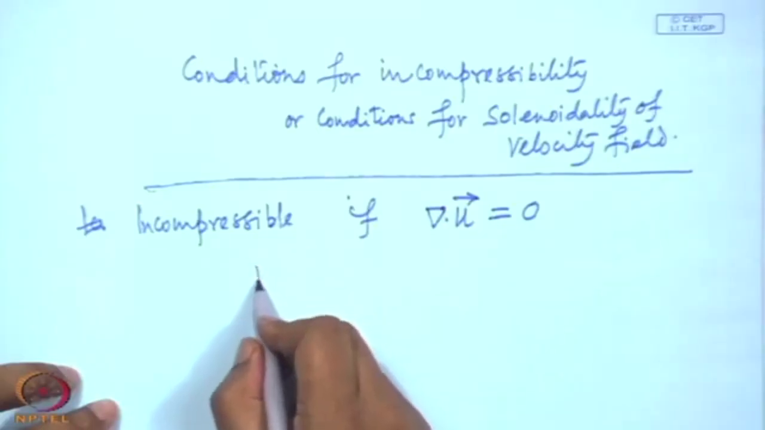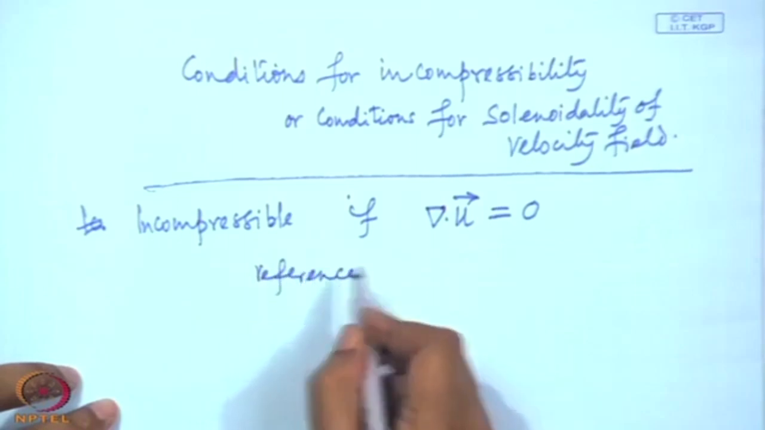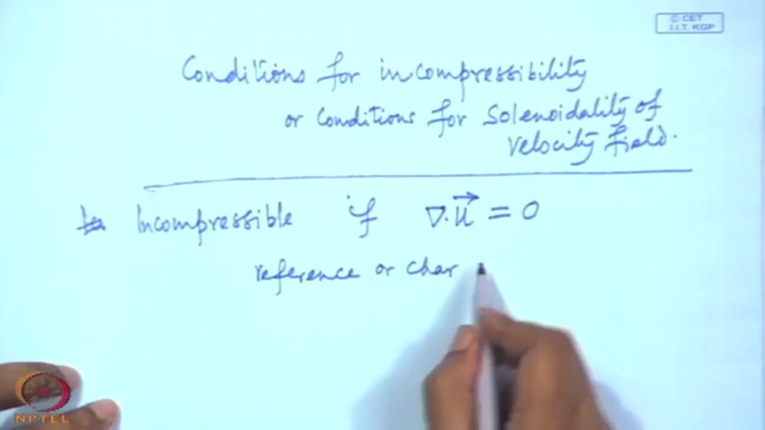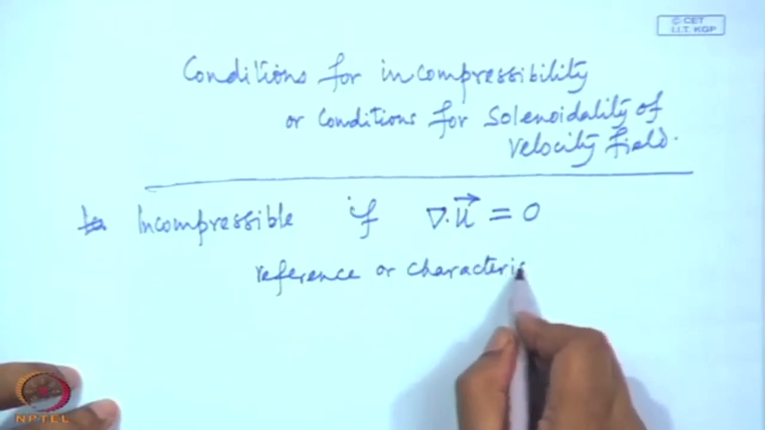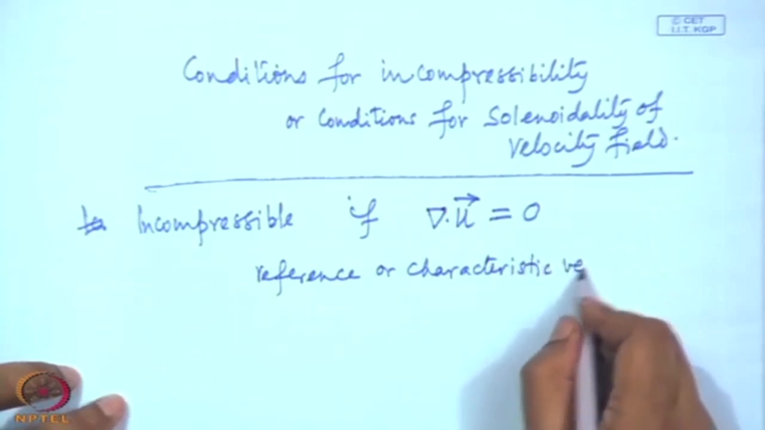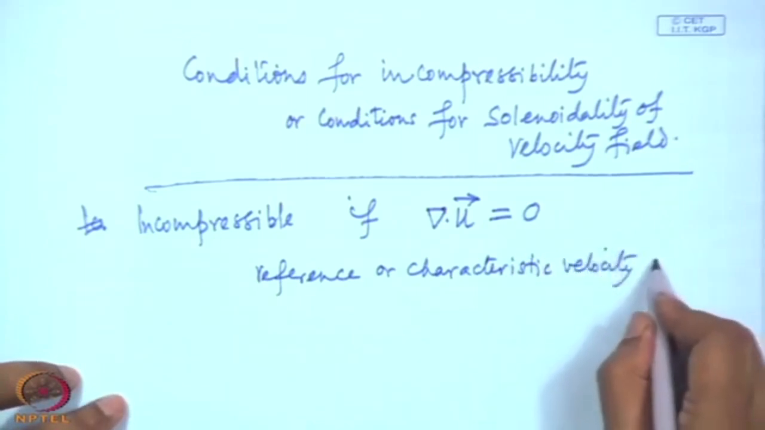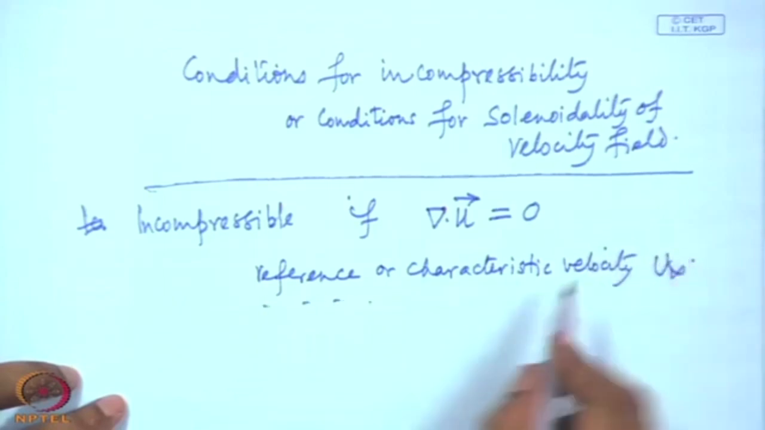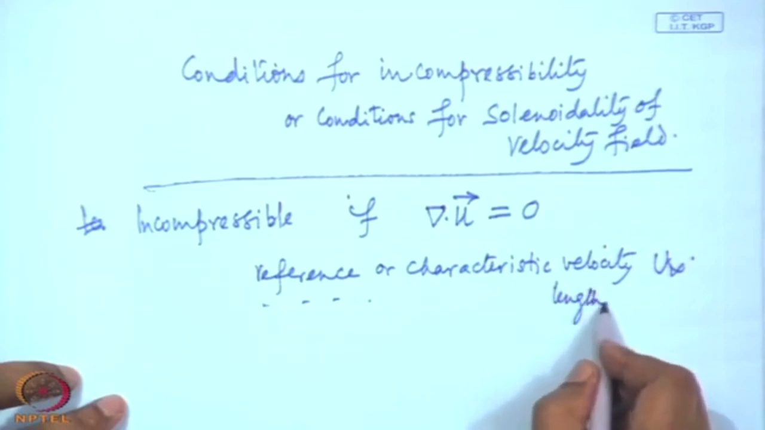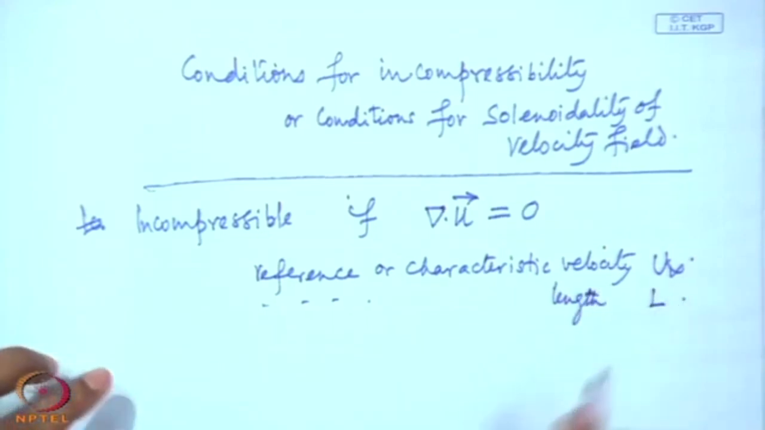Once again, let us consider that we have a characteristic velocity scale, u infinity, and a characteristic length, L. So, these are reference quantities. We call the velocity u infinity, and similarly, the length we call L.